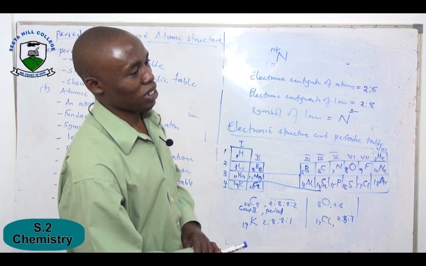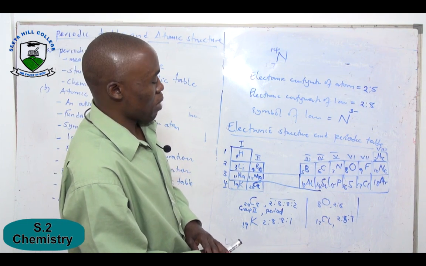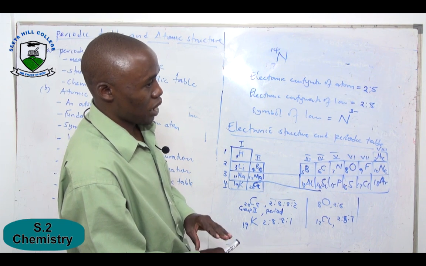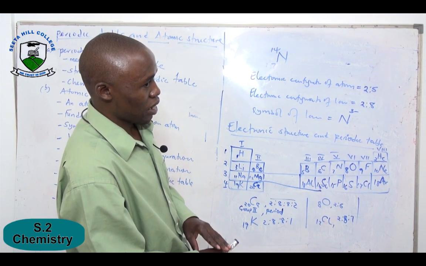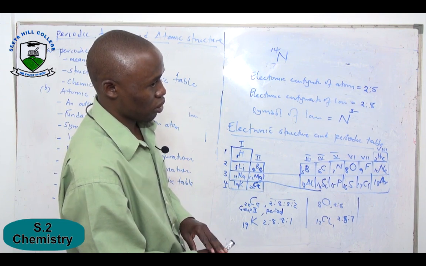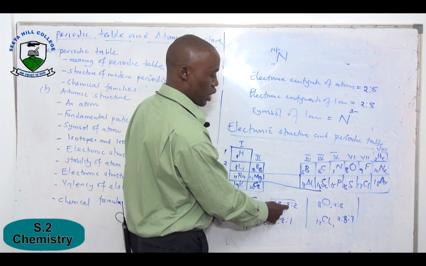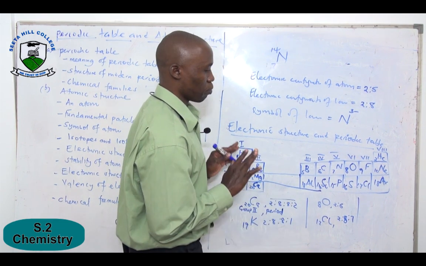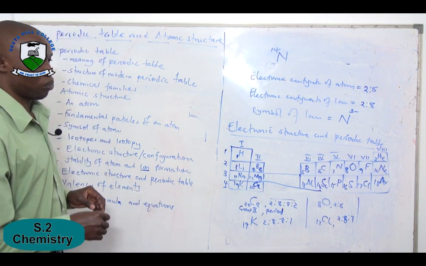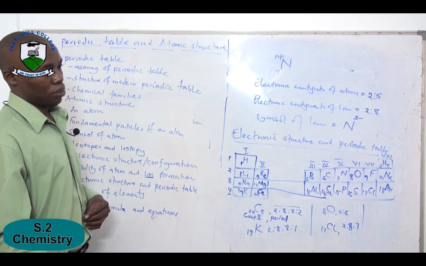That means a group is determined by the number of electrons in the outermost shell, whereas the period is the number of shells containing the electrons. You just count 1, 2, 3, 4. Clear? That's correct.